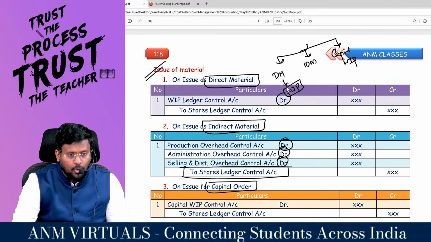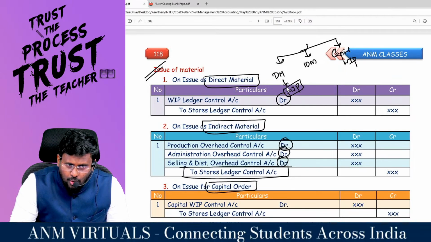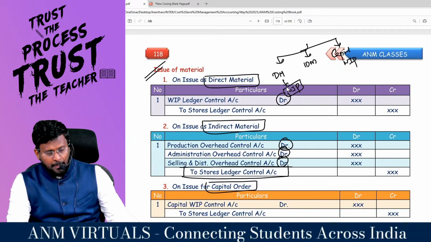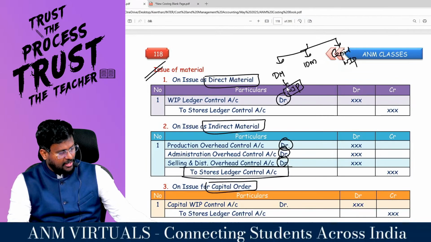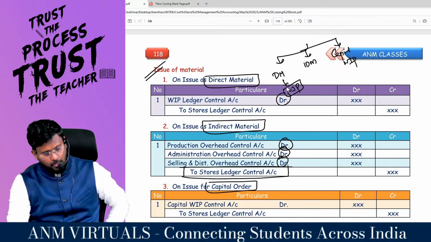லெட்ஜர் கண்ட்ரோல் அக்கவுண்ட்ல போய் உட்காரும். அப்ப WIP லெட்ஜரோட பேலன்ஸ் இன்க்ரீஸ் ஆகும், ஸ்டோர்ஸ் லெட்ஜரோட பேலன்ஸ் கம்மியாகும். என்ன என்ட்ரி? WIP லெட்ஜர் கண்ட்ரோல் அக்கவுண்ட் டெபிட் டு ஸ்டோர்ஸ் லெட்ஜர் கண்ட்ரோல் அக்கவுண்ட். என் கூட இருக்கியா? சூப்பர் சார்.